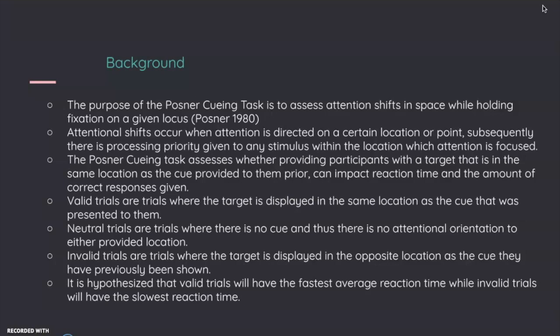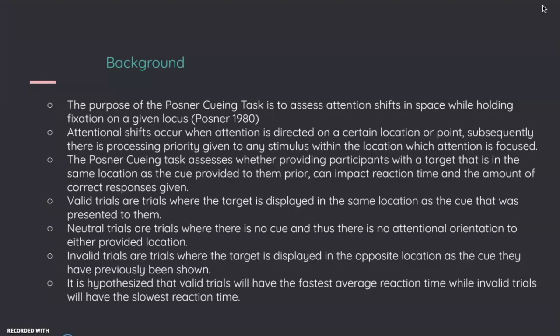The purpose of the Posner Cueing task is to assess attentional shifts in space while holding fixation on a given locus. Attentional shifts occur when attention is directed on a certain location or point. Subsequently, there is a processing priority given to any stimulus within the location on which attention is focused.